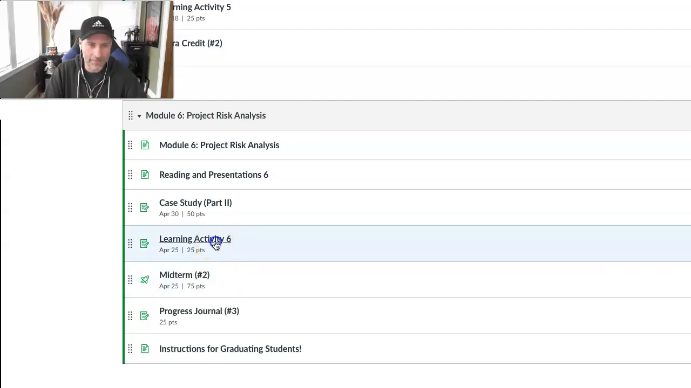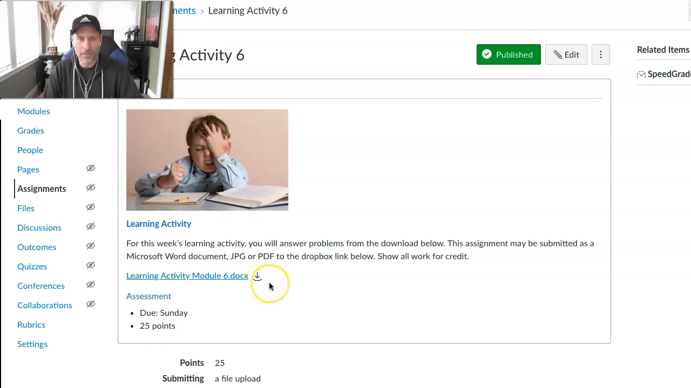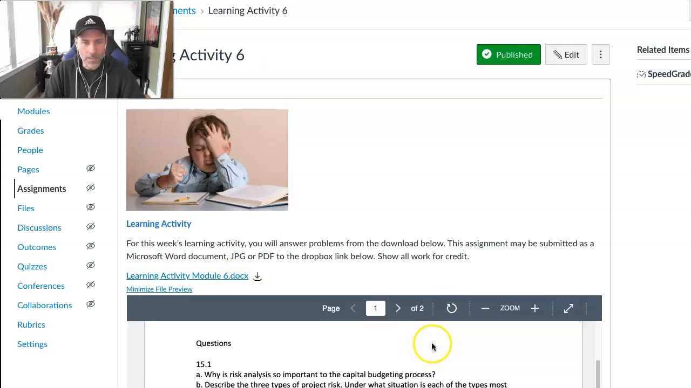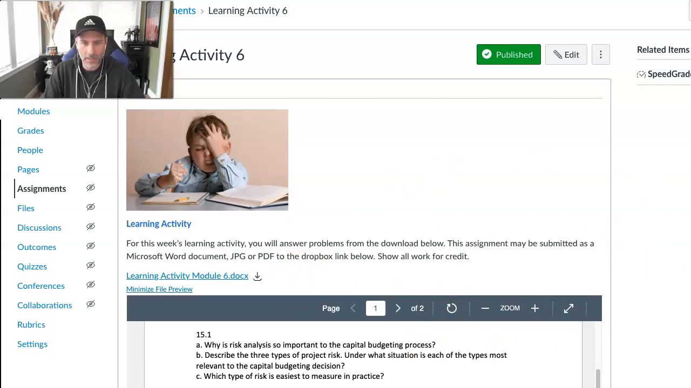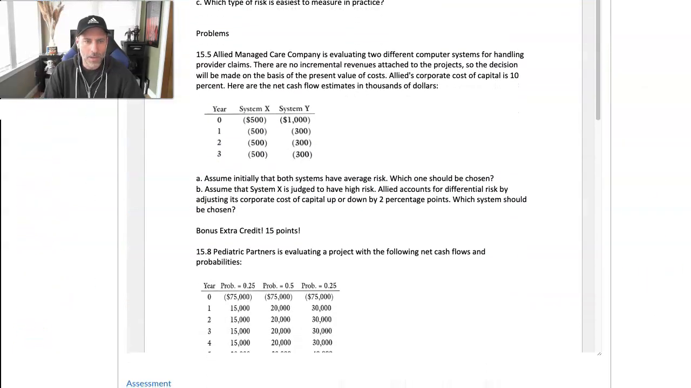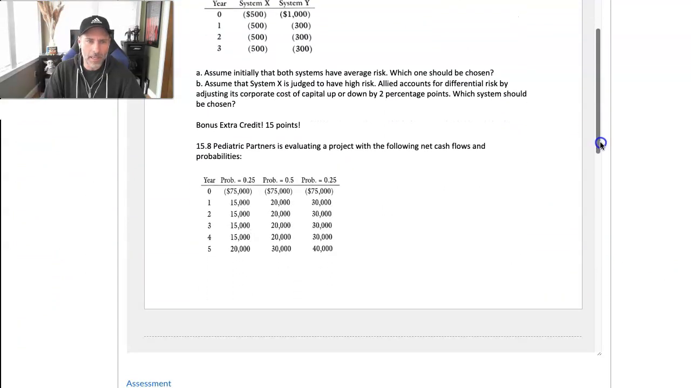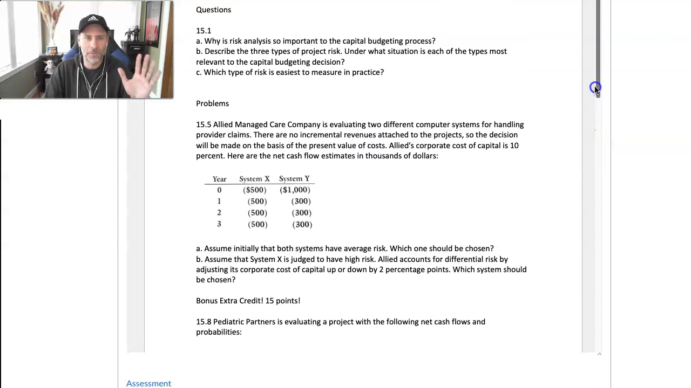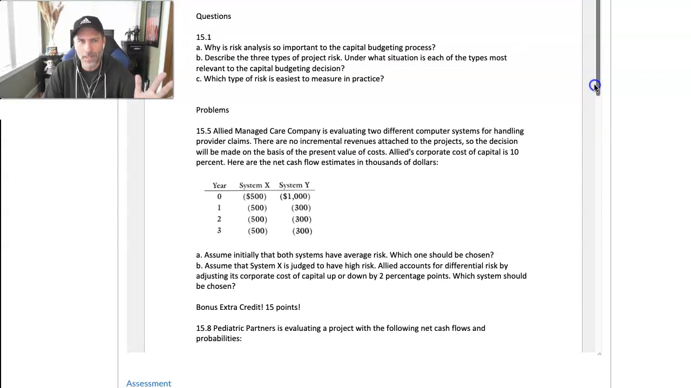So in our learning activity, which again, we're now just doing the downloads, so everybody's got the same questions. This week, let's pull it up real quick. Scroll down. This week, I've included a kind of a whopper. All right, a 15-point extra credit. So all you have to do this week is question 15.1, which goes back to the old textbook, but it's from our chapter 15. Whether you have 6th or 7th edition doesn't make a difference with that.